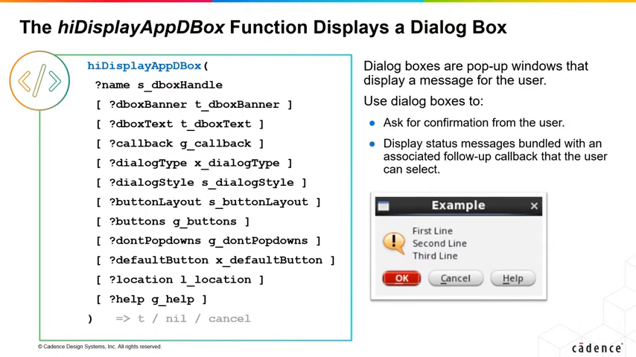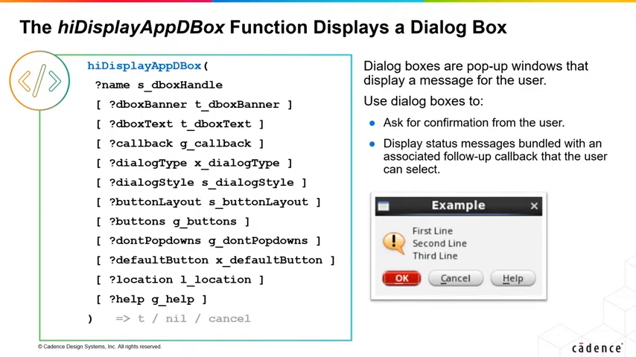Here we'll look at dialog boxes. The HI display app dbox function will display a dialog box. And a dialog box is basically a pop-up window that displays a message for the user and allows the user to interact with it. So the boxes ask for confirmation from the user. They display a status message. And then when the user responds, depending on the response, an associated follow-up callback can be executed to do some additional work.